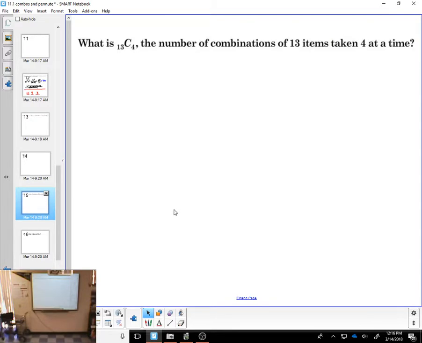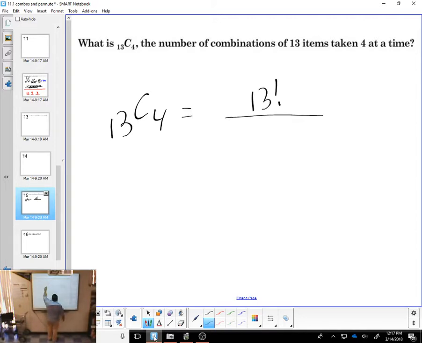Let's take a look at this one. But wait, there's more. Now, here I'm not going to be able to give you a visual, because the number of combinations you can come up with is going to get ridiculous. Here's what they want us to find out: what 13 choose 4 is. Now, I can use my calculator, or I can use the formula: 13 factorial over 4 factorial times 13 minus 4 factorial.